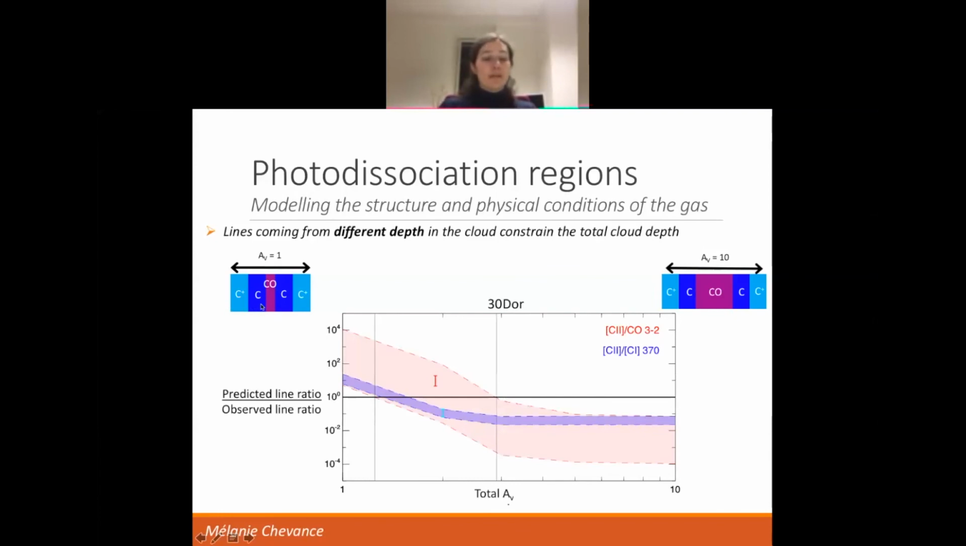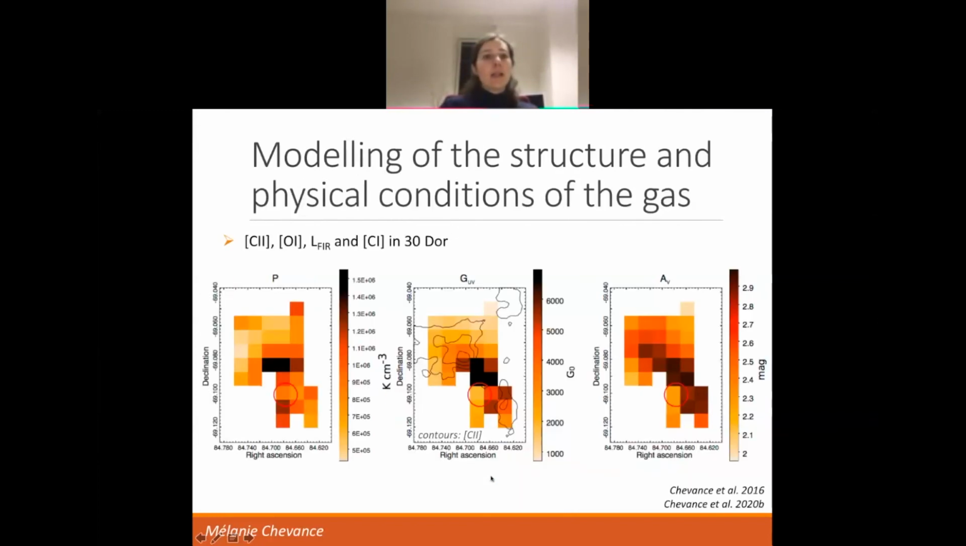In 30 Doradus, again, if we compare the predicted line ratio with the observed line ratio, both for C2 over CO and C2 over C1, this is what we get for different total cloud sizes. So the most likely size of the clouds in 30 Doradus is typically between 1.5 and 3 magnitudes.